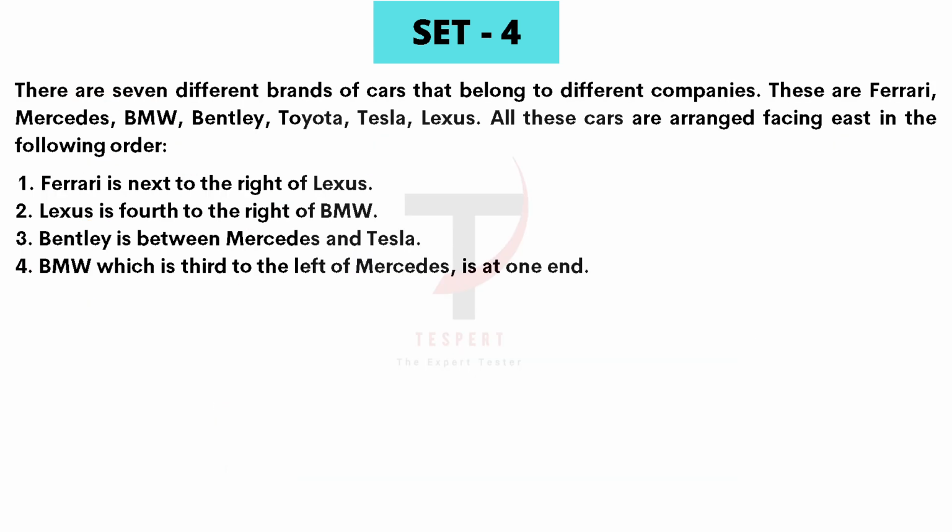Hope you solved this. So there are 7 different brands of cars that belong to different companies. These are Mercedes, BMW, Bentley, Toyota, Tesla, Lexus, and all these cars are arranged facing east in the following order. Okay. So 4 statements are given. I hope you read these statements. So just tell me which statement is the best one to start with, so that we can start comfortably. Is it statement number 1, 2, 3 or 4?